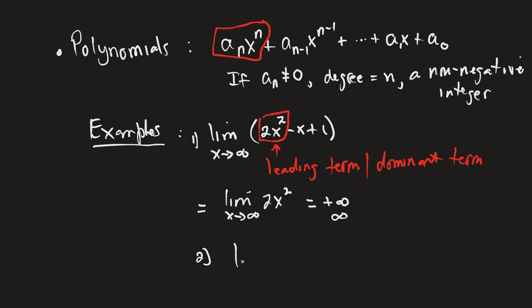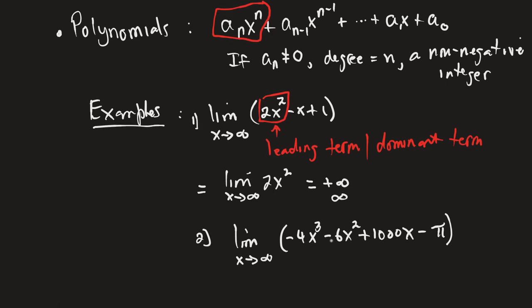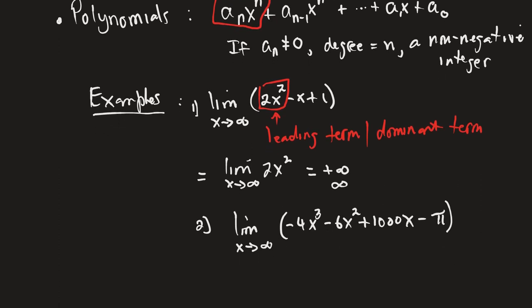Let's do another one. So let's now have something that goes to negative infinity, and then let's say we have negative 4x cubed minus 6x squared plus 1000x minus pi. Right? So that's a polynomial, right? You can have numbers like pi as your coefficient, or e, or square roots. You just can't have them in your exponents, right? Well, because it's a limit. Oh, I think I said, if I didn't say it, I apologize. Let's do the limit as x goes to negative infinity, right, of this one, right?